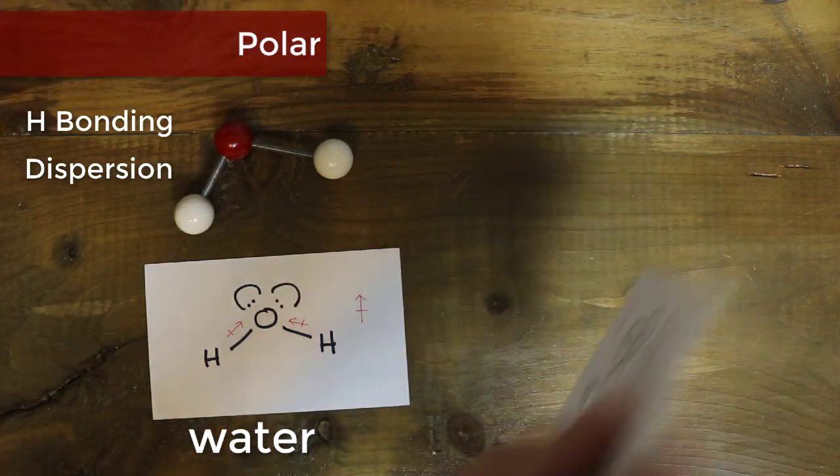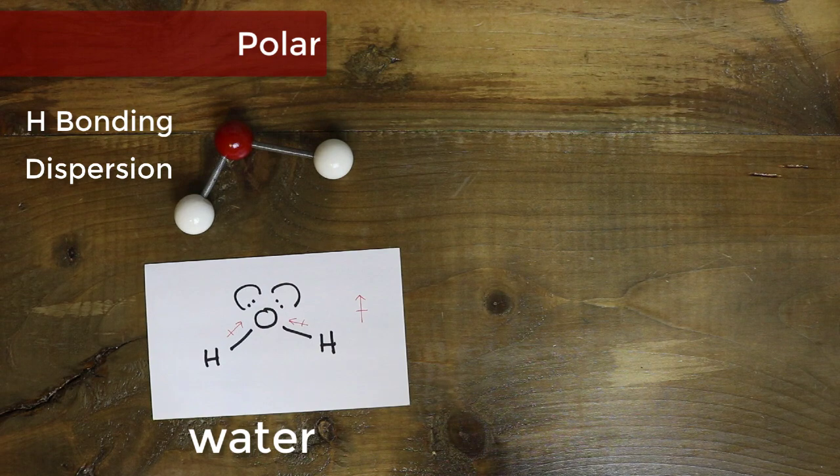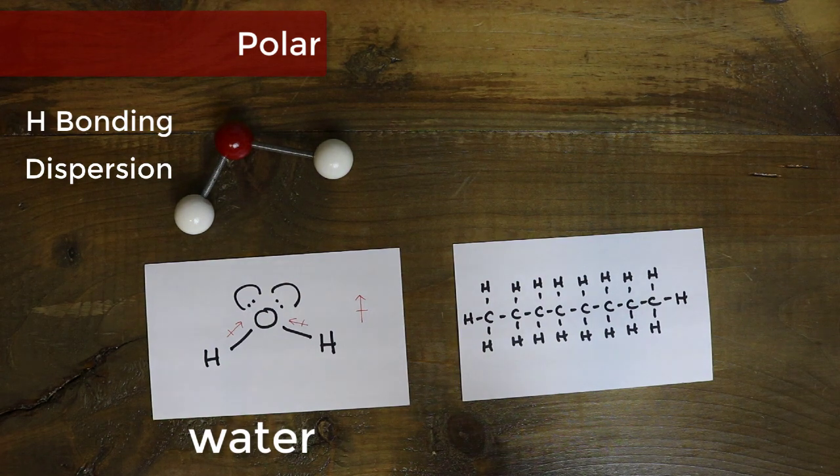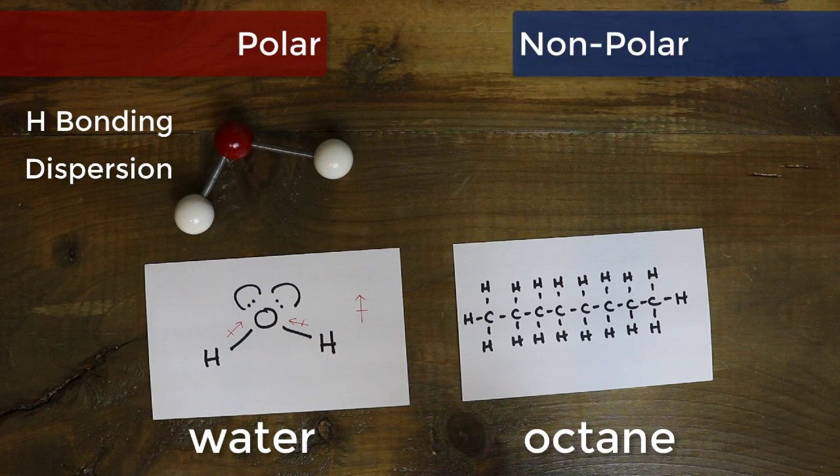The last one that I want to talk about is going to be a comparison to water, and I don't have a molecule for it, but if we take a look at this structure, it represents a large hydrocarbon molecule, which we refer to as octane. Now, octane has only carbon-hydrogen bonds. It is a nonpolar molecule.